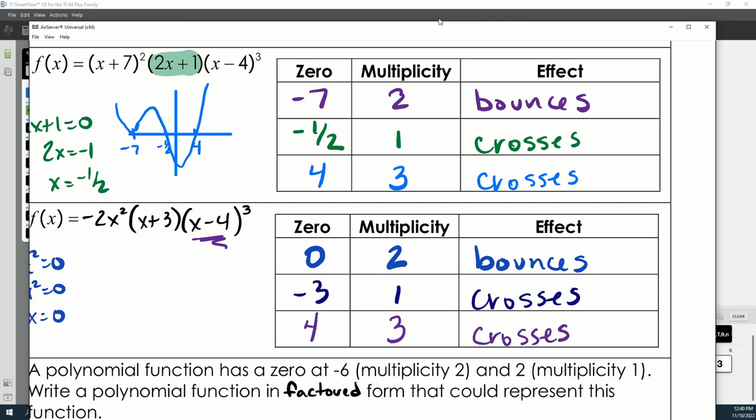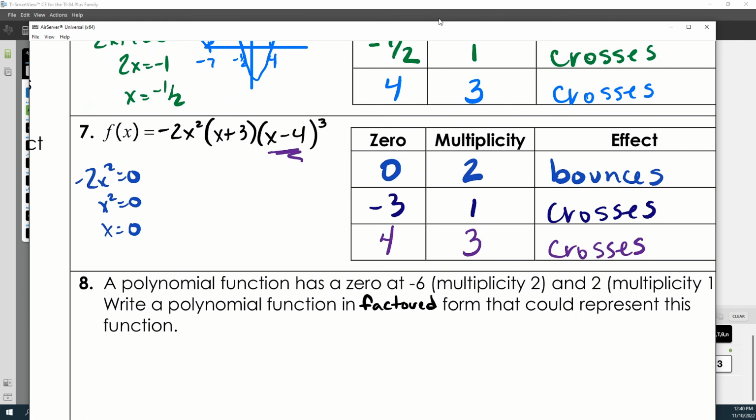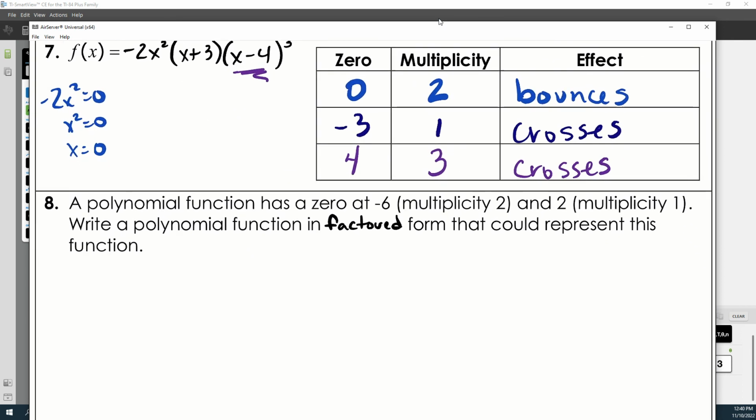Now, if you understand all that we just did, I think you're going to be fine on the next one because we're going to kind of go in reverse. So that we had the factors and we found the zeros. On this, we're going to have the zeros and we're going to write the factors. So on 8, we're going to write a polynomial function that has certain zeros with certain multiplicities. So we have to call it something.